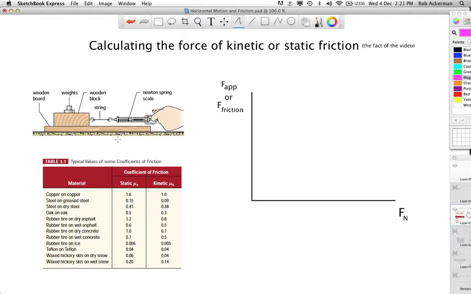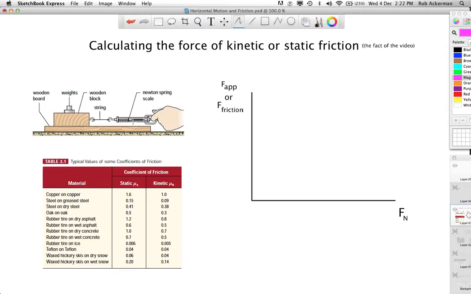A lab that we're going to do in class is demonstrated by this diagram here, which by the way is in your textbook, the book being Physics 11 by Addison Wesley. And what you see here is a block of wood with a weight or a few weights on top of it, a couple of hooks, and one of those Newton spring scales. What we're going to do in class is pull a block like this across the tabletop, or maybe across a piece of wood or a piece of plastic or something like that.